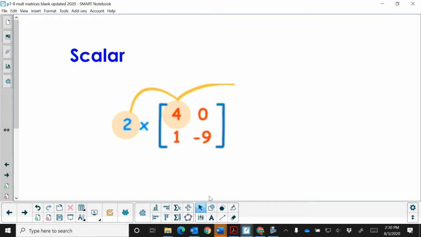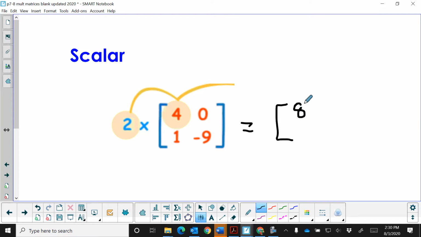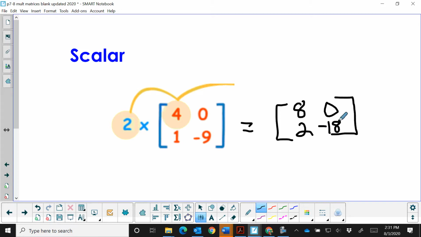Now to review what we did yesterday, we're going to look at just scalars. When you have a matrix, and this is just a simple 2 rows by 2 columns, 2 by 2 matrix, we're just multiplying by 2. So if you multiply by 2, your solution will be 8, 2 times 4, and then 2 times 0 is 0. So there's your top row. And then the second row will be 2 times 1 or 2, and 2 times -9 is -18. So there's just a real quick review of multiplying by a scalar.